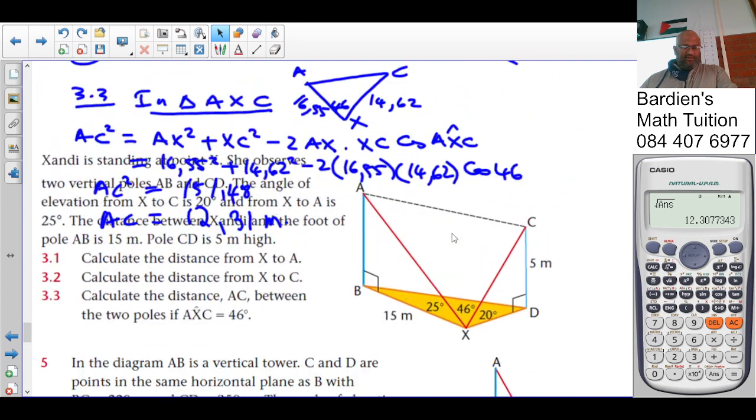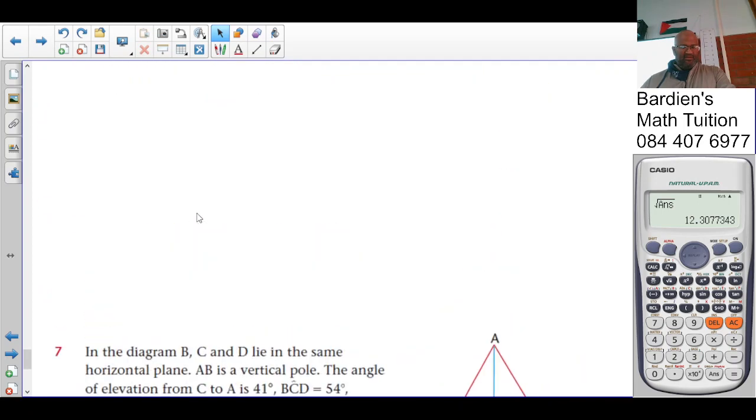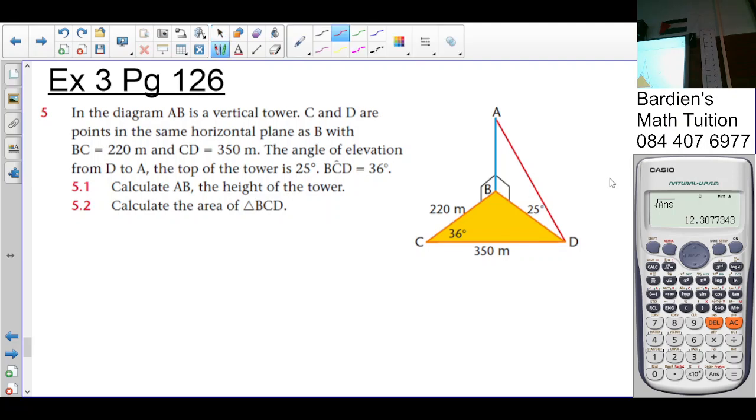Let's look at number 5. Number 5, we are told that in the diagram, AB is a vertical tower. Again, that's only 90 degrees horizontal. C and D are two points on the same horizontal plane as B. So there we assume that C and D are on the ground. Then we are told that BC is 220 meters, CD is 350. The angle of elevation from D to A is 25. Then we are told that CDB is 36 degrees. Calculate AB, the height of the tower.